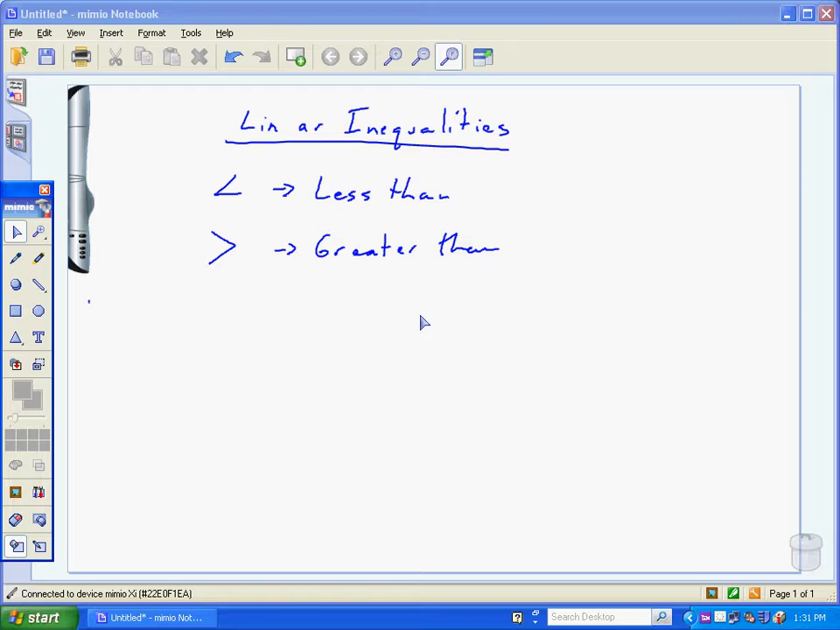Now, so we've got less than and we've got greater than. I can make them say less than or equal to by doing what to these symbols? What could I do to this to make it say less than or equal? Go ahead, John. Put a line under it. So if I said like that, that just means less than or equal. And of course, if I turn it around, that symbol is greater than or equal.